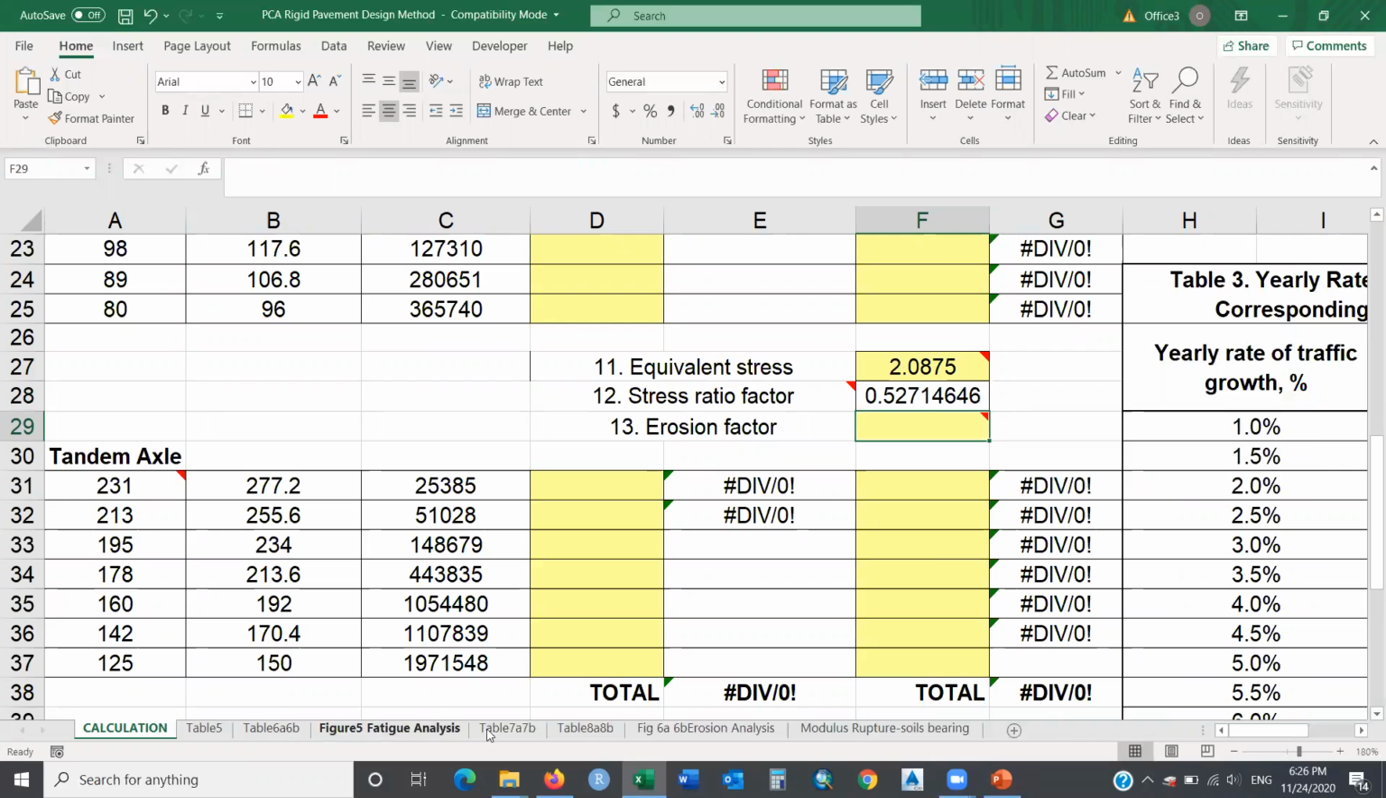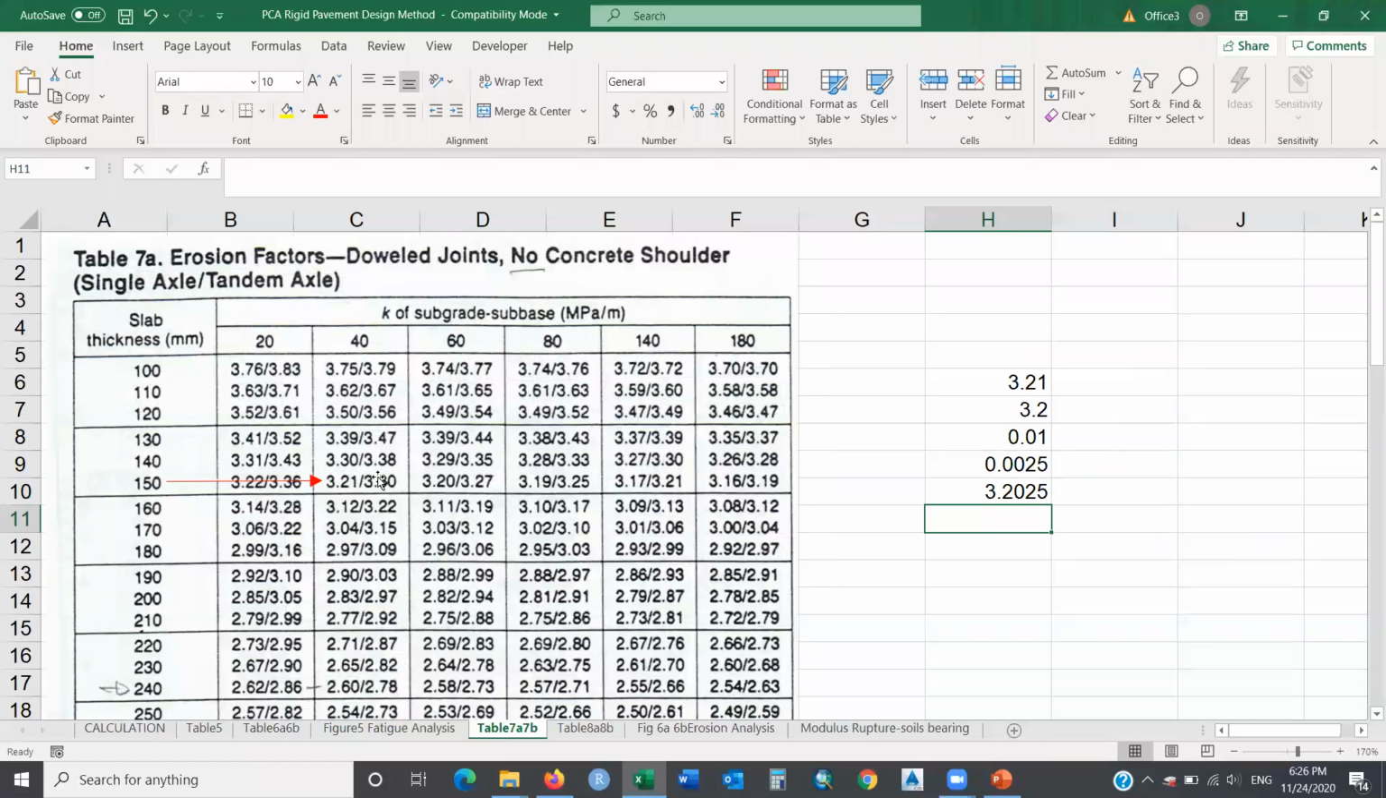And the erosion factor will be somewhere between 327 and 330. I can very quickly probably know that it's going to be roughly 328.